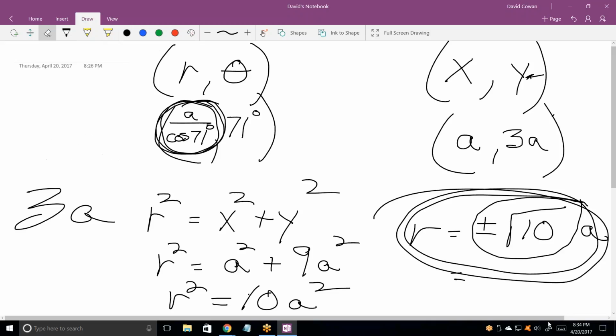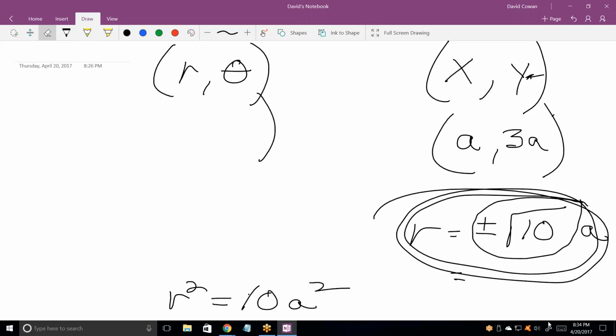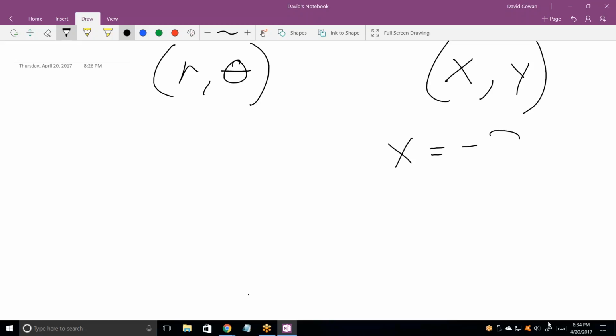Okay, so the next one is to identify the graph of each rectangular equation and then write the equation in polar form. It says support your answer by graphing the polar form of the equation if necessary. So the first graphs, do you recognize what they are? I think I recognize what they are. What's the first one? X equals -2. We know that that is a vertical line.